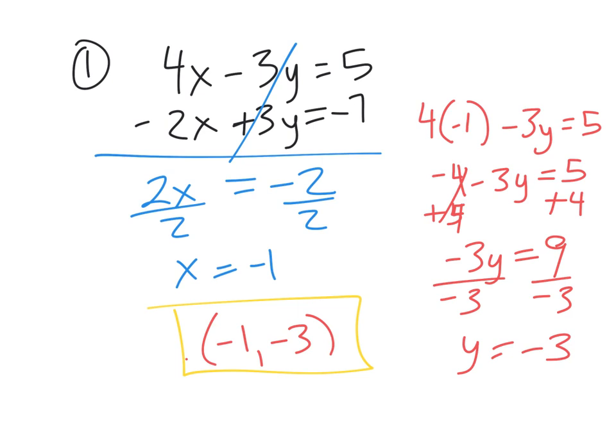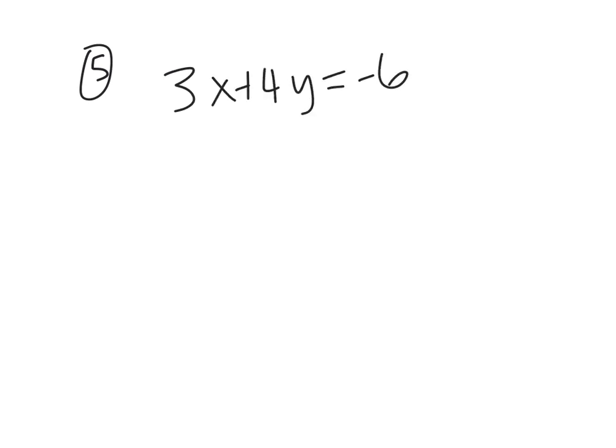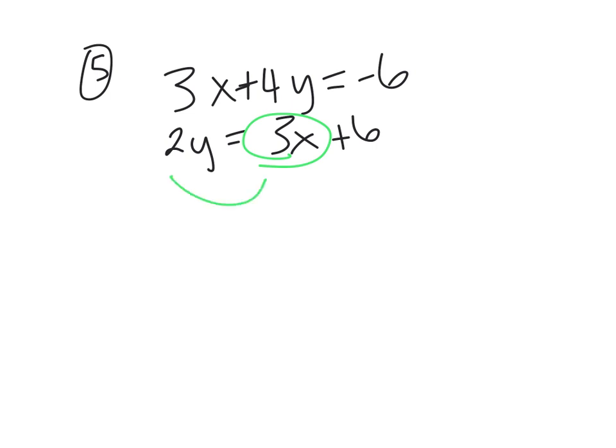Good? Yeah. All right, let me do one more example. Got it? Yeah. All right, I'm going to put 5 on here, just for practice. So I have 3x plus 4y equals negative 6, and then I have 2y equals 3x plus 6. What's the first thing I need to do? Rearrange it. Very good. So I'm going to grab this 3x and move it over here by subtracting. So minus 3x, minus 3x. So my new equation would be negative 3x plus 2y equals 6.